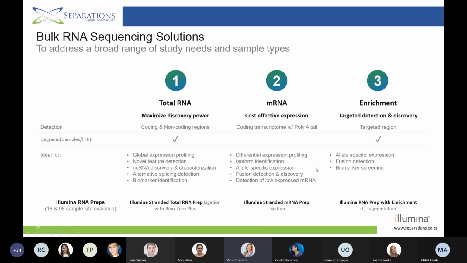One of your questions might be differential gene expression. You want to look at isoforms, allele-specific expression, fusion detection, and discovery, as well as detection of really low expressed mRNAs. There we've also got a ligation-based kit, which is called the Illumina Stranded mRNA Prep. And then lastly, we might look at enrichment. This is where you would design probes, and some of these kits are, for example, the viral pathogen kit, and then we've also got RNA exomes that we can look at. So yeah, we've got a specific RNA prep with enrichment kit that we can use for that.